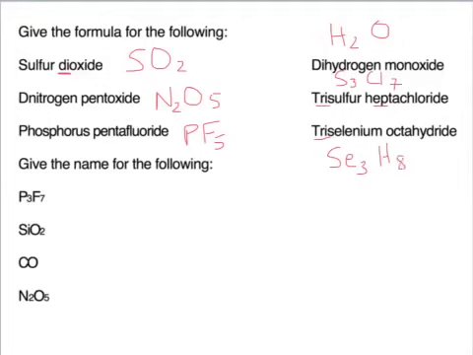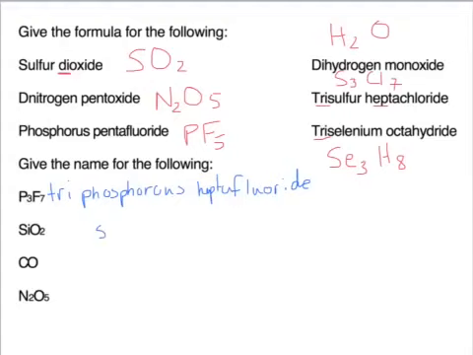Now we want to do the opposite. We want to write the name from the formula. So P3F7, so that's phosphorus and fluoride. So write the name of the first element, write the name of the second element with IDE, then add prefixes. So there's 3 phosphoruses, so triphosphorus. 7 fluorides, so hepta. So it is triphosphorus heptafluoride.